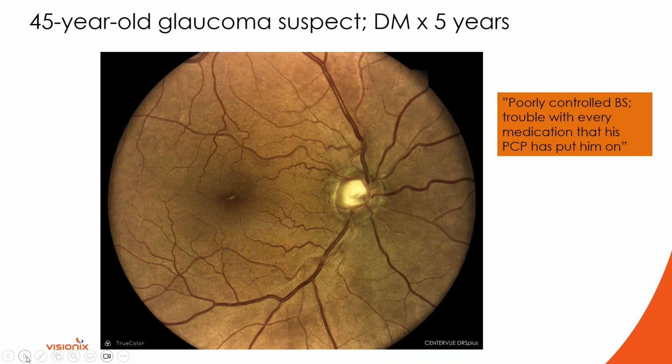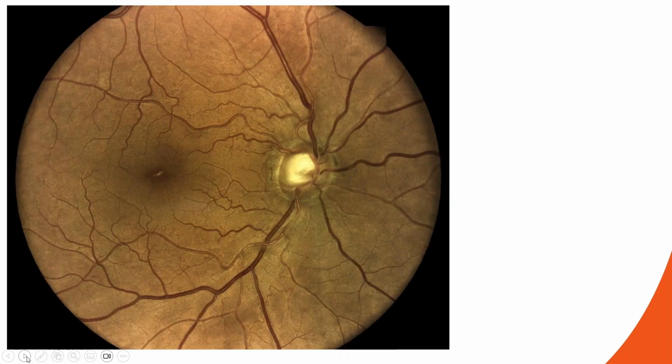This is a 45-year-old glaucoma suspect who's been diabetic for 5 years, and they come in and tell me that they have poorly controlled blood sugar and they're having trouble with every medication that their doctor has put them on. So they're aware that their diabetes is not under the best control. Fundoscopically, I'm not impressed, right? This doesn't look terrible to me. There are a couple of anomalous vessels, but to be completely honest, this would not be on my radar. I see much worse than this every day.